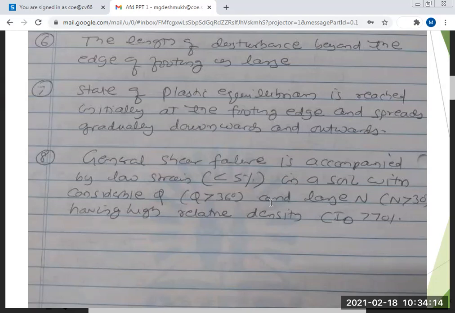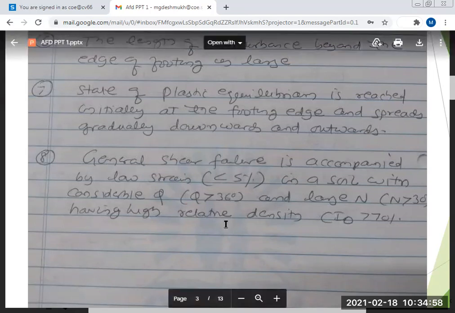The first is that strain should be less than 5%. Second, phi should be greater than 36 degrees, meaning the considerable angle of shearing resistance is always greater than 36 degrees. And the number of blows in SPT should be greater than 30 for this particular type of soil. And it should have high relative density, that is, relative density should be greater than 70. I hope you remember all this data very well.